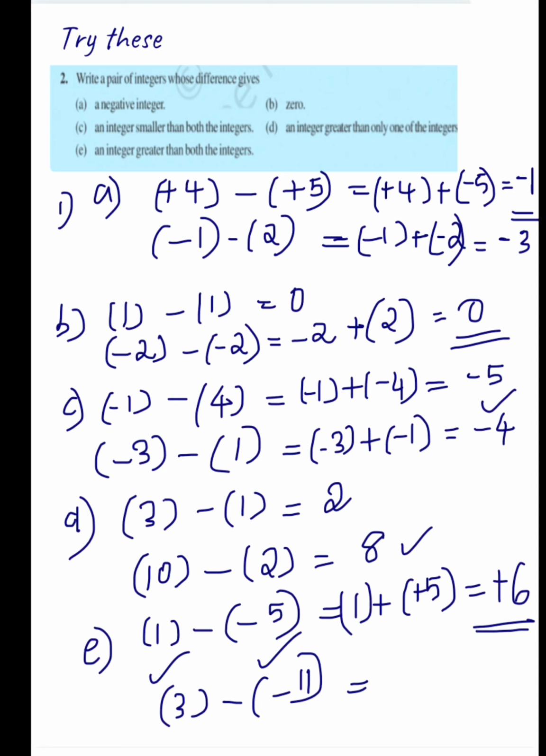So 3 minus minus 11 equal to what? 3 plus 11. What is 3 plus 11? It's equal to plus 14. Okay, so 14 is greater than minus 11 as well as 3. So in this way you can do these questions. So all these are my examples. You can take any other examples such that the conditions are satisfied. So this is the answer for the questions under Try This.